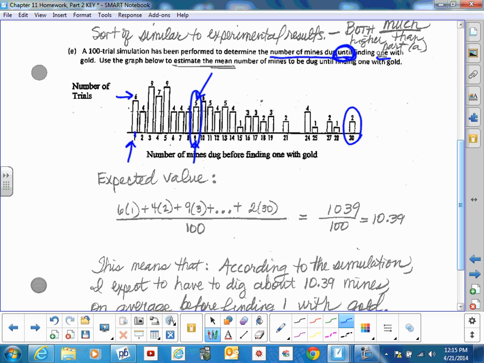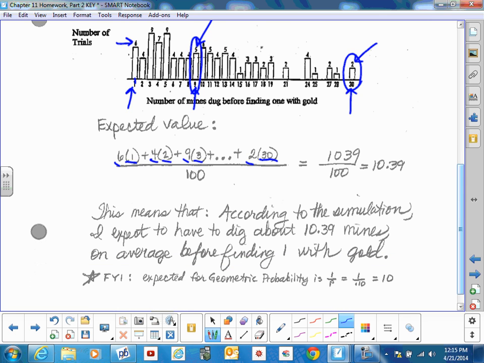And look here, all the way down, 2 times they had to dig 30 mines in order to find gold. So to average that, you're doing your frequency times how many mines they had to dig, plus the next frequency times 2 mines, plus 9 times 3 mines, all the way up to the 2 times 30. Divide by 100 so that you get an average, and it comes out to 10.39. Can I have an unrealistic number like that for this expected value? Yes, you can, because it is a mean. That's on average how many mines you expect to have to dig in order to get one with gold.